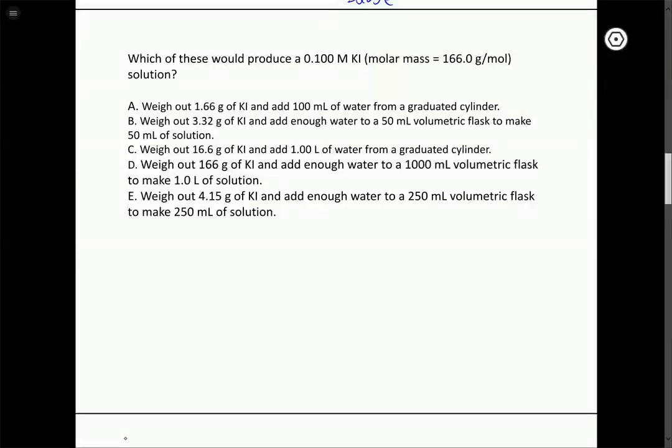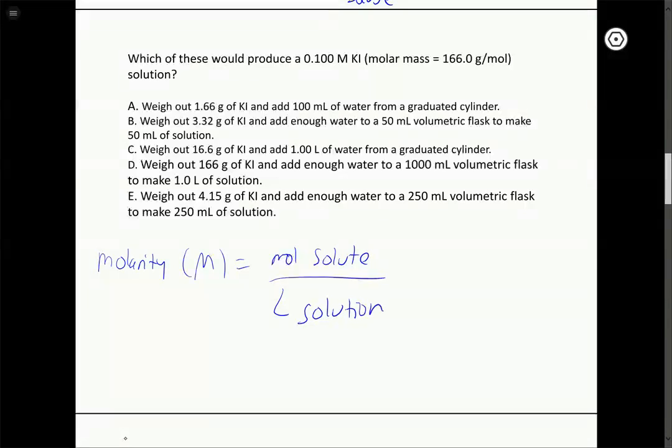So there's a lot of numbers here, so we might think, well, we have to do so many calculations. But keep in mind the precise definition for molarity, which is capital M, is going to be moles of solute, which in this case is KI, potassium iodide, and that's per liter of solution. So when you're preparing a solution with a certain molarity, you need to ensure that the volume of solution is correct. You don't just add that much water, you have to make sure that when you mix the water with the solute that you're dissolving, that that's the total volume.